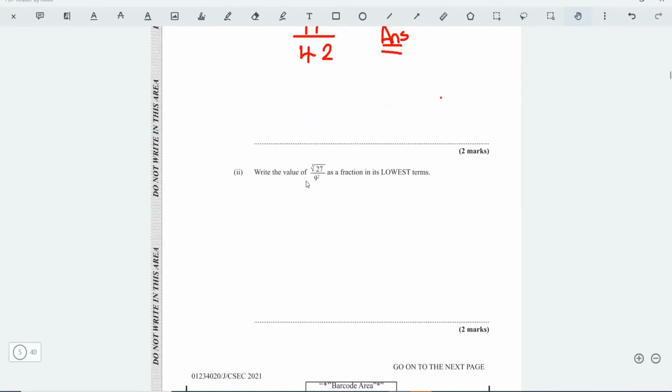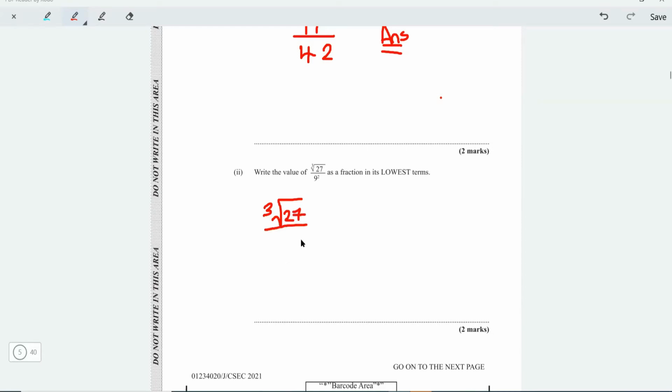Now the next part didn't say using a calculator. It says write down the value of the cube root of 27 over 9 squared. The cube root of 27 is 3, and 9 squared is 81. So this becomes 3 over 81. But 3 into itself goes 1 time, and 3 into 81 goes 27 times. So this becomes 1 over 27. That's the answer, 1 over 27.